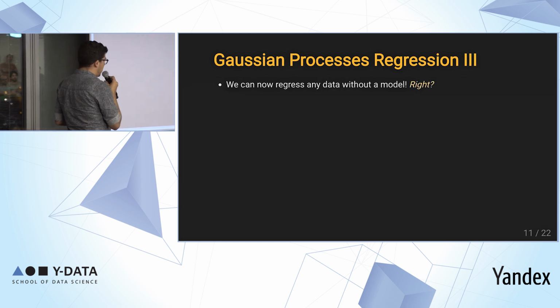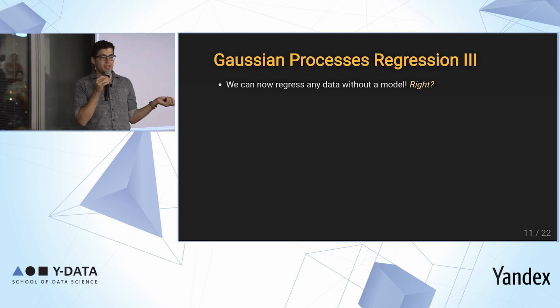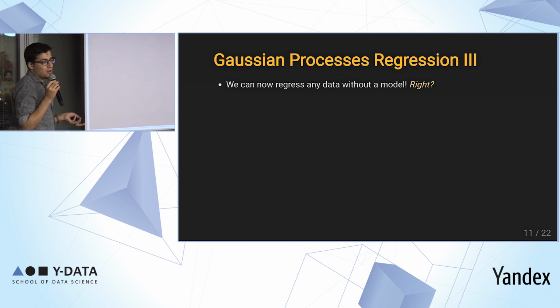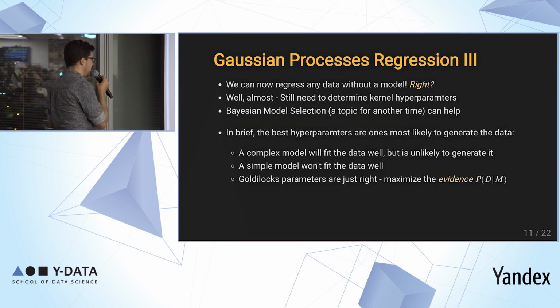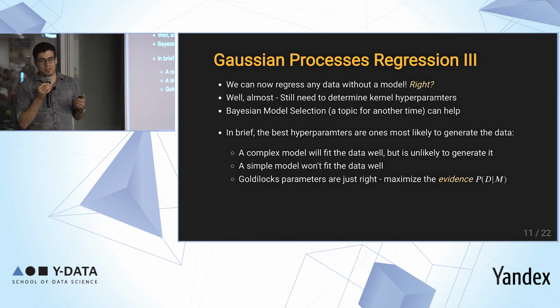Okay, so now in theory, we don't need any models. Linear regression is thrown out the window, right? We just have points, and we can regress any data we want to any model. We don't need to explicitly provide it. Everything's perfect, right? So it's never that easy. We still need to determine the kernel hyperparameters, which is one problem.